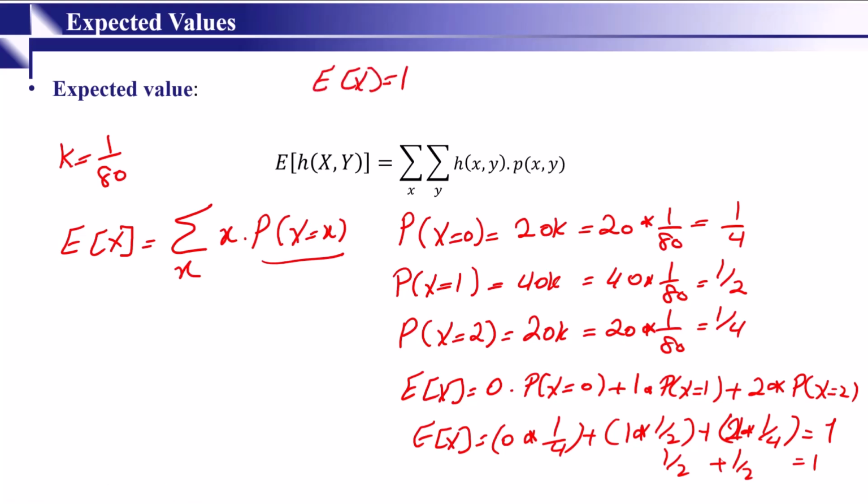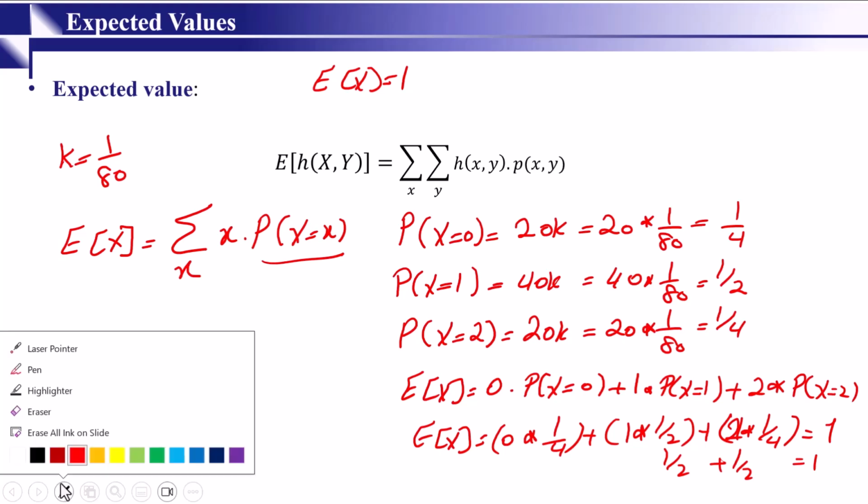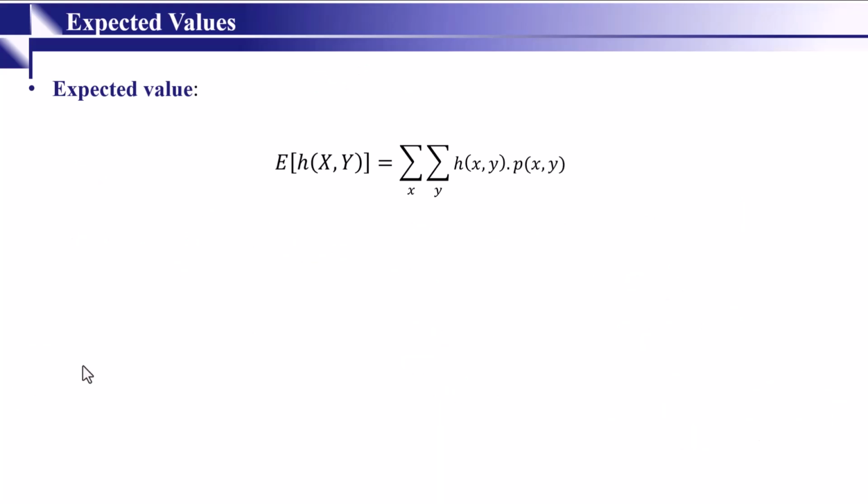Now we're going to calculate E of Y. So E of Y is the expected value of Y. So we can write E of Y is equal to the sum of y multiplied by the probability of Y equal to y.